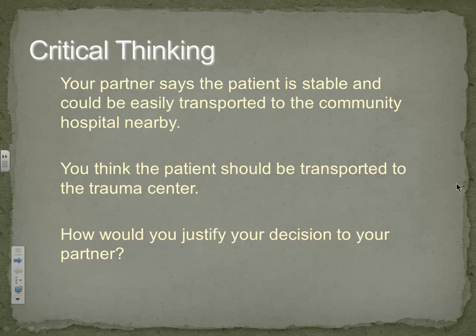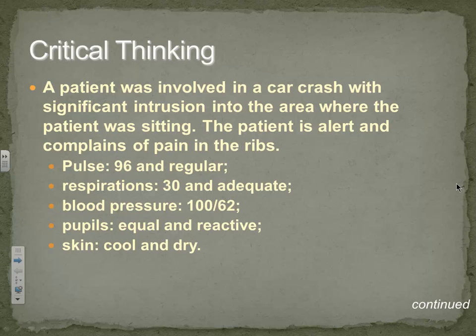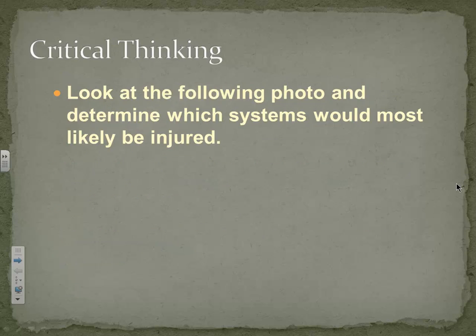Okay, your partner says the patient is stable and could easily be transported to the community hospital. You think the patient should be transported to the trauma center. How would you justify your decision to your partner? Mechanism of injury, absolutely. Even though if you look at all these vital signs, they really are explainable. Based on what you see right there, there's nothing that's a really big red flag. But mechanism of injury is. And if you don't move on this patient, 15 minutes from now, you could have a patient that's crashing on you, and you're taking your time with them, or you've taken them to the wrong place.